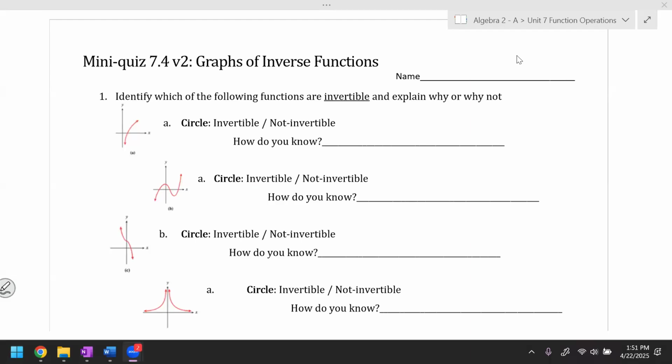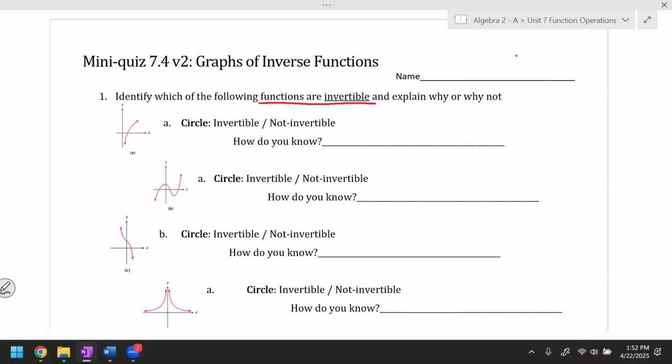Okay, let's solve mini quiz 7.4, which is on the graphs of inverse functions. Now, just to recap, the graph of an inverse function looks just like the original, except it's mirrored over a diagonal line. Okay? And because of that, all we need to do to check whether a function is invertible or not is use the horizontal line test.